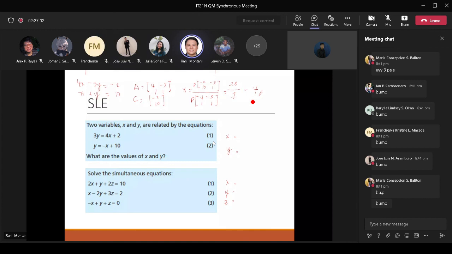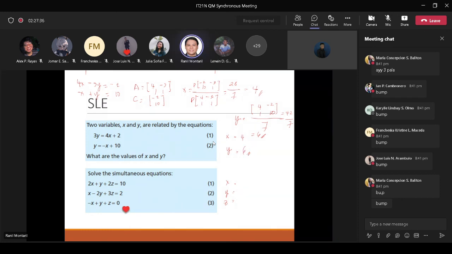So for y, we just have to replace the constants in this column. So this will become 4, -2, 1, 10, right, guys? Divided by 7, since I will still use the same coefficient determinant. So this is 4 times 10, which is 40. 40 plus 2 is 42, right? 42 over 7 is 6. Agree? So the answer is 4 and 6 respectively.